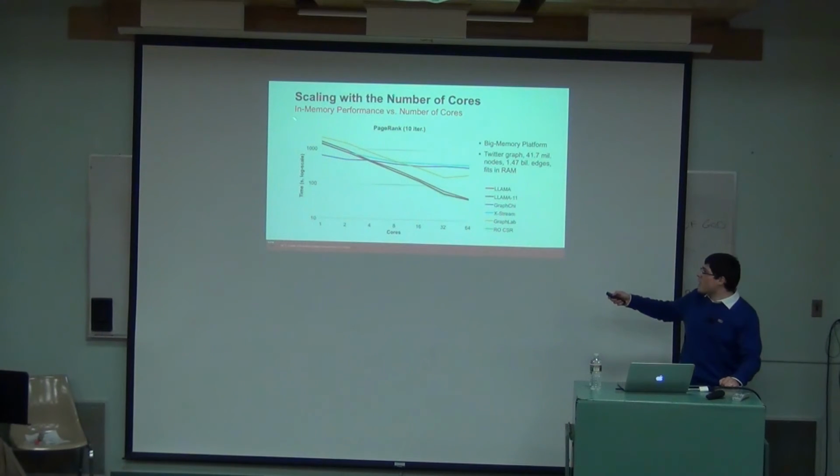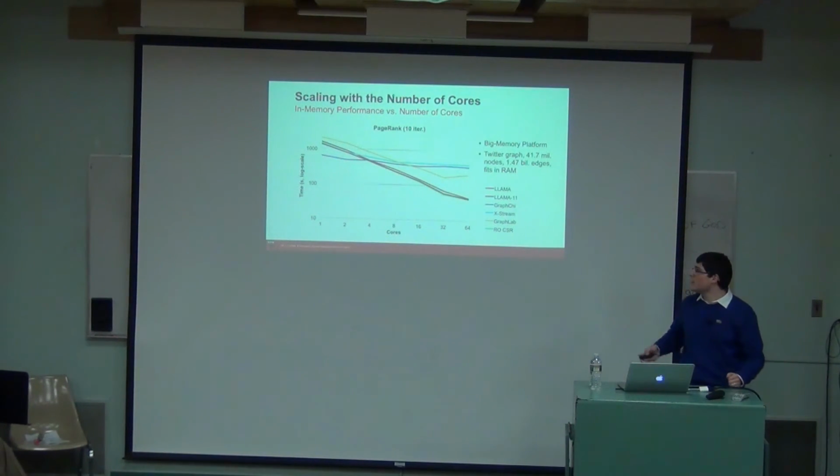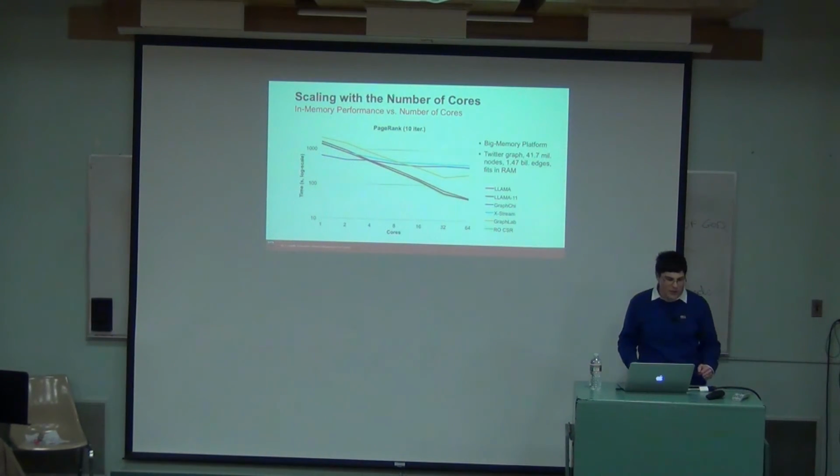It scales on par with GraphLab, which is the other in-memory system, but it's overall a little faster because the percentage of useful work is much higher. And you can see that X-Stream and GraphChi level off at around 4 and don't improve anymore. This is because they are hitting some inefficiencies inside the Linux virtual memory system.